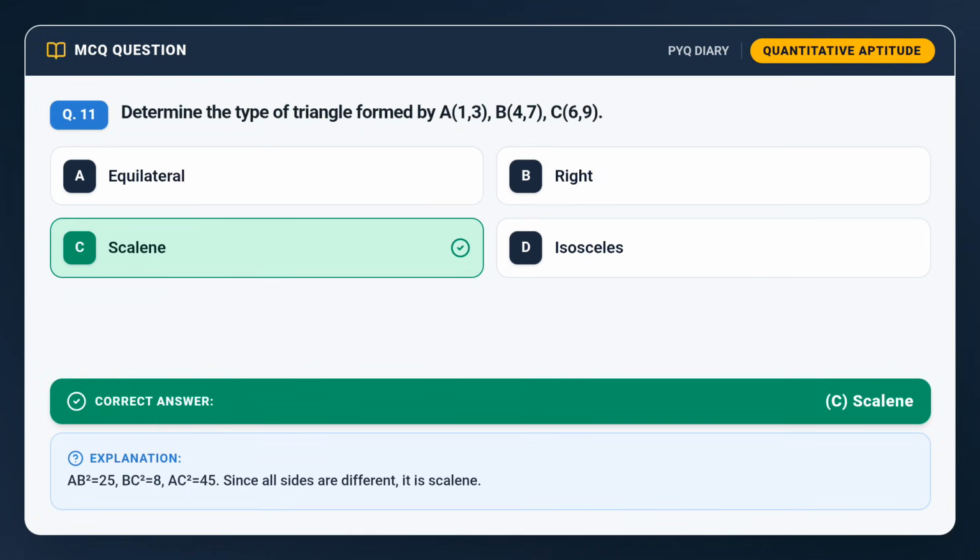Question number 11. Determine the type of triangle formed by A(1, 3), B(4, 7), C(6, 9). Your options are A, equilateral, B, right, C, scalene, and D, isosceles. The correct answer is C, scalene. Here, AB squared is equal to 25, BC squared is equal to 8, and AC squared is equal to 45. Since all sides are different, it is scalene.